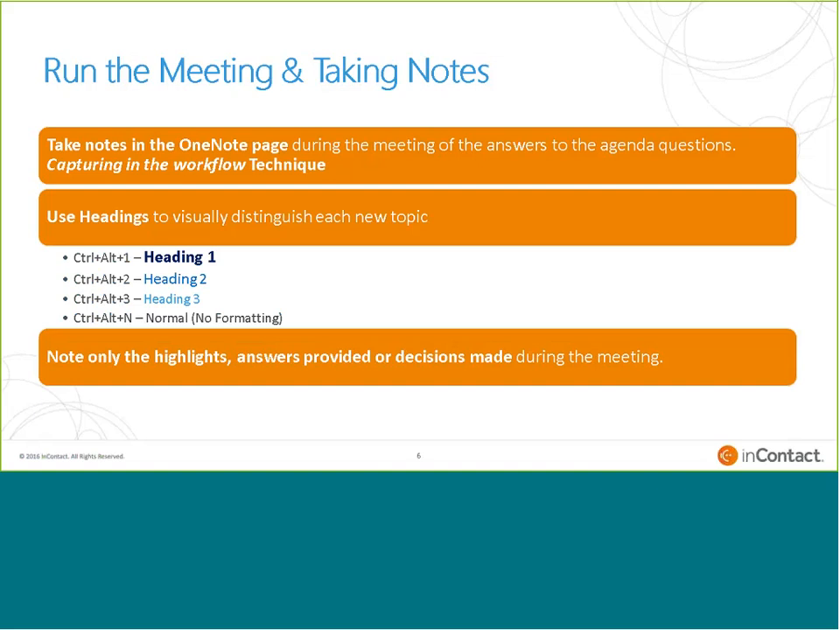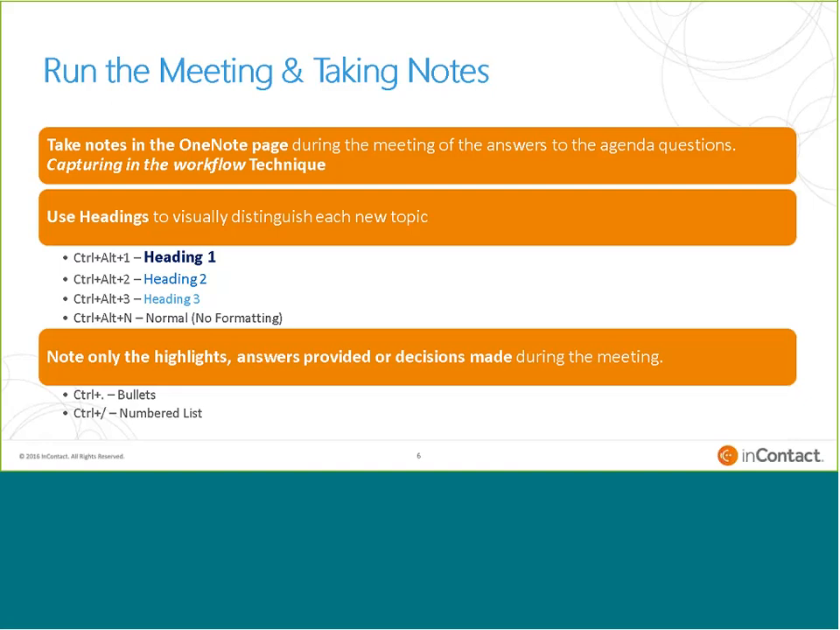Note only the highlights, the answers provided, or the decisions made during the meeting. You don't have to be a full transcriptionist to run a meeting and take all of your notes, but you ought to at least make sure that you capture the highlights, the answers to the questions that you were asking, and whatever decisions were made.